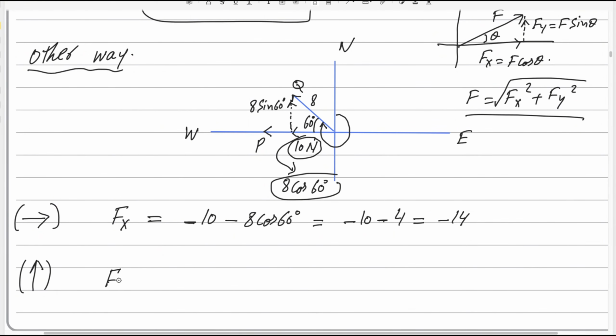The components acting upward we take positive, downward we take negative. For Fy, what are the upward components? The upward component is 8 sine 60 only, so you can write here 8 sine 60. 8 sine 60 is square root 3 over 2 times 8, so it is 4 square root 3.